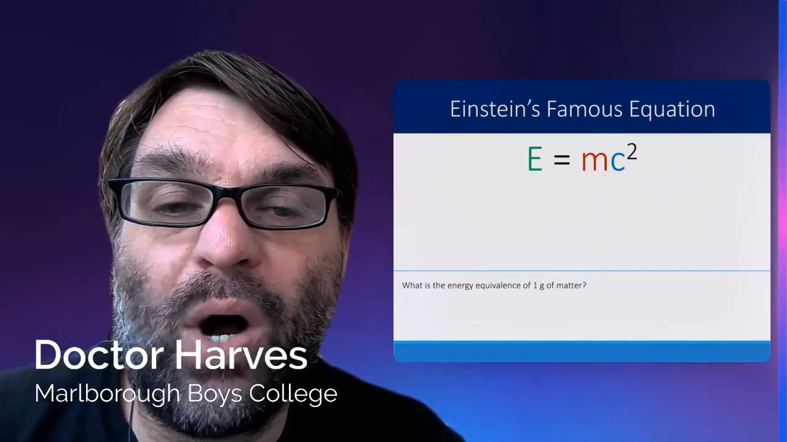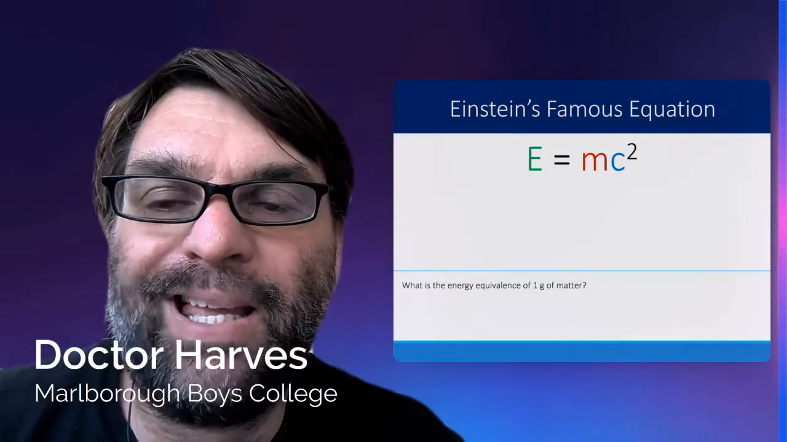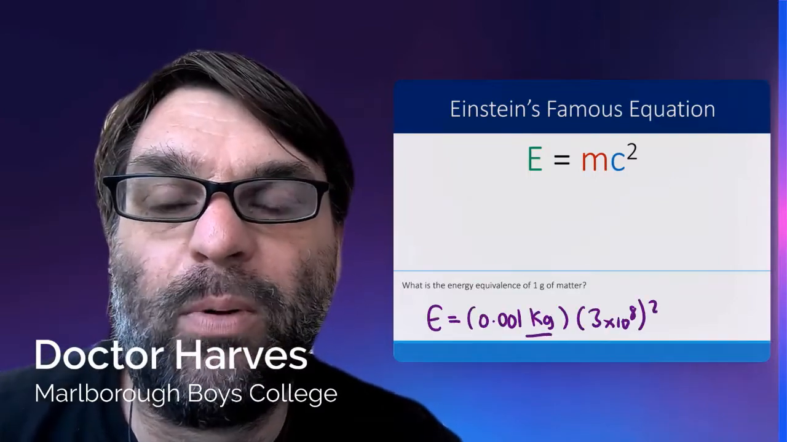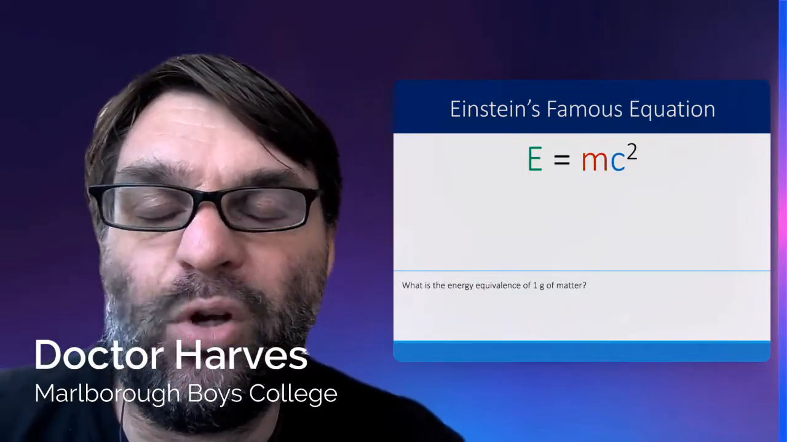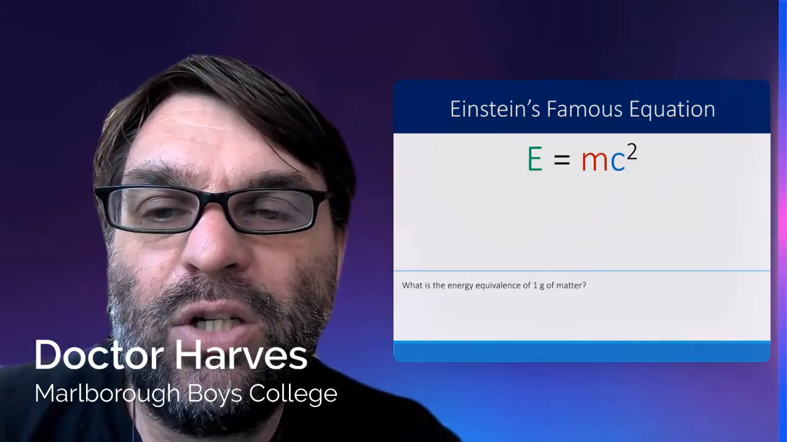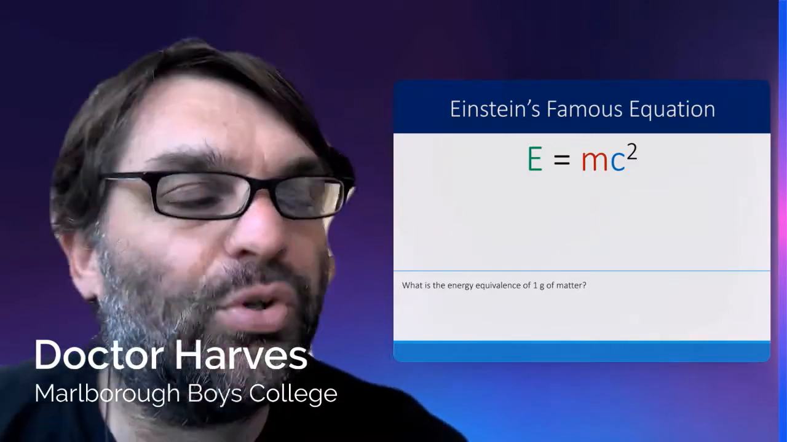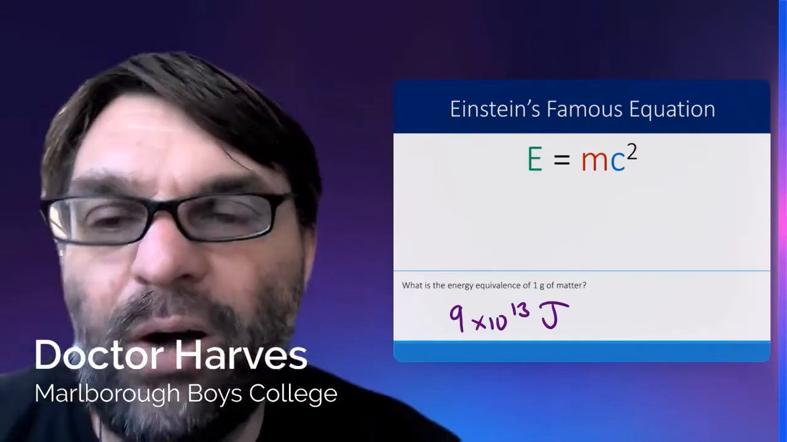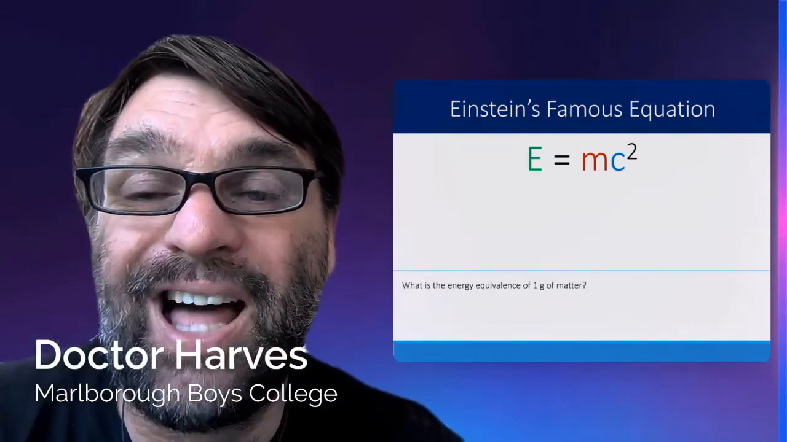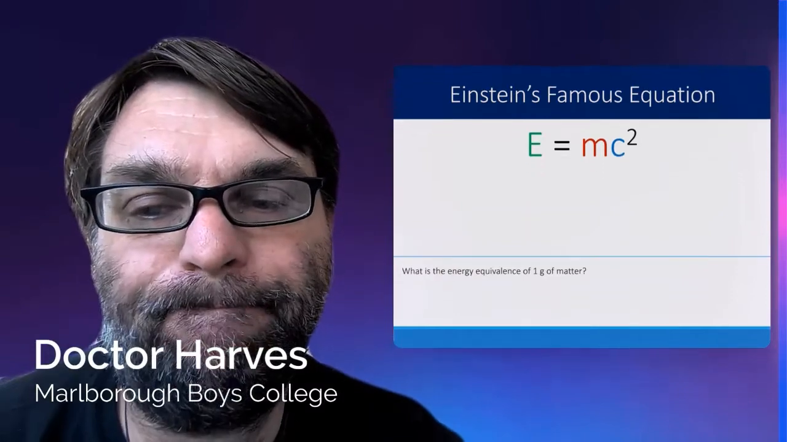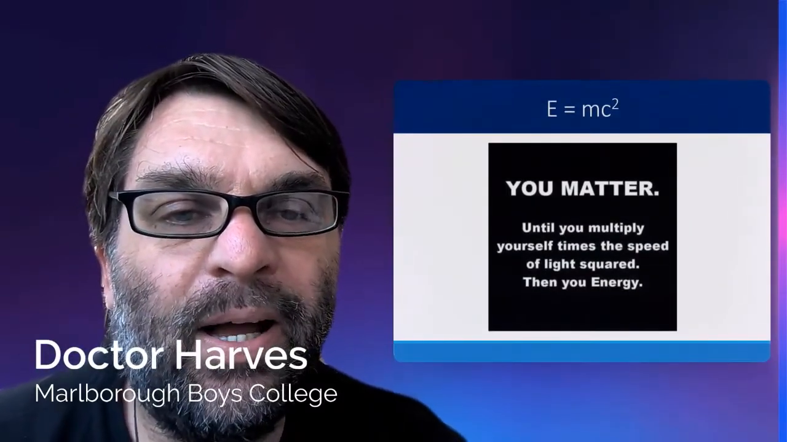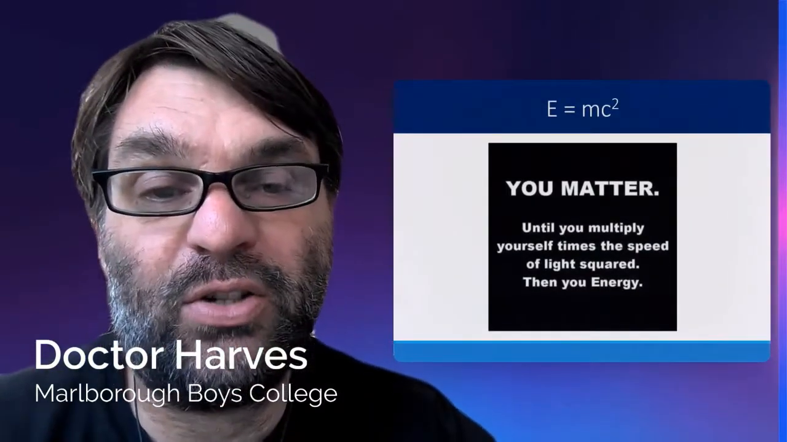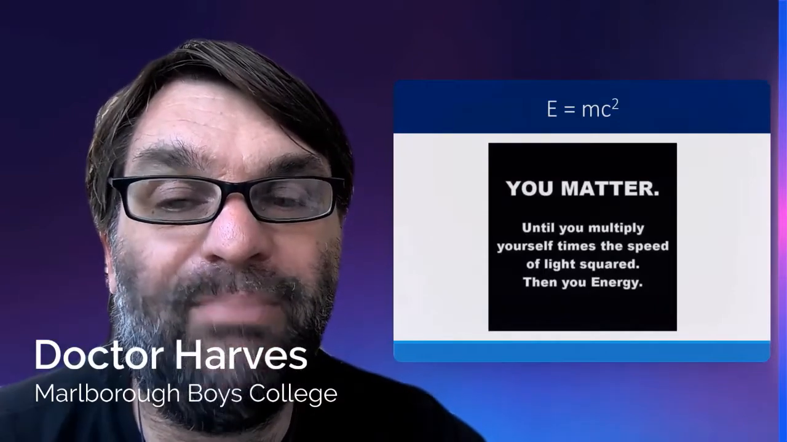So what is the energy equivalent? How much energy is in 1 gram of matter? We just plug the numbers in, so the mass will be 1 divided by 1,000, because remember we're converting grams to kilograms, times 3 times 10 to the 8 all squared, which will give us a value of approximately 9 times 10 to the 13 joules. Quite a lot of energy. So remember, you matter, unless you multiply yourself by the speed of light squared, then you energy.